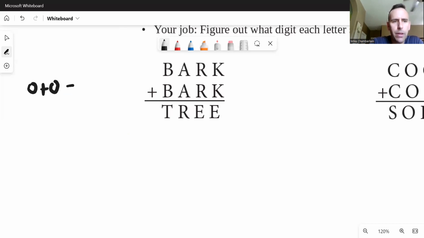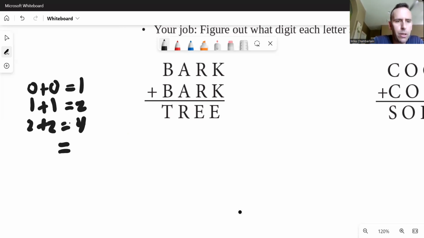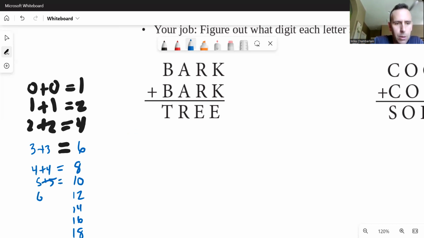So I know 0 plus 0 equals 1, and then 1 plus 1 equals 2, 2 plus 2 equals 4. And I'm just going to write down the answers, okay? Let's use a smaller pen. 6, 8, 10, 12, 14, 16, 18, right? Those are all the answers. So to fill in the details, this is 3 plus 3, this is 4 plus 4, this is 5 plus 5, this is 6 plus 6, this is 7 plus 7, this is 8 plus 8, and lastly 9 plus 9. Now, the reason I wrote down all the answers first is I'm just realizing I made a mistake.